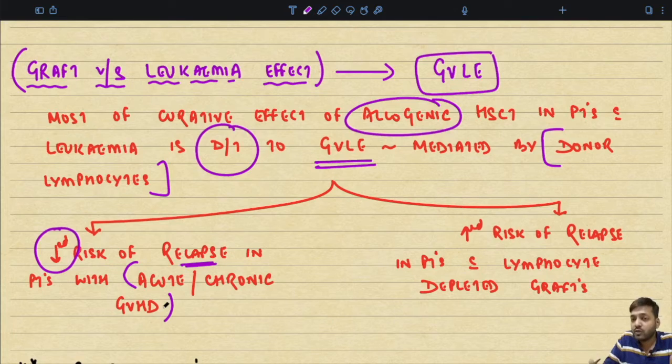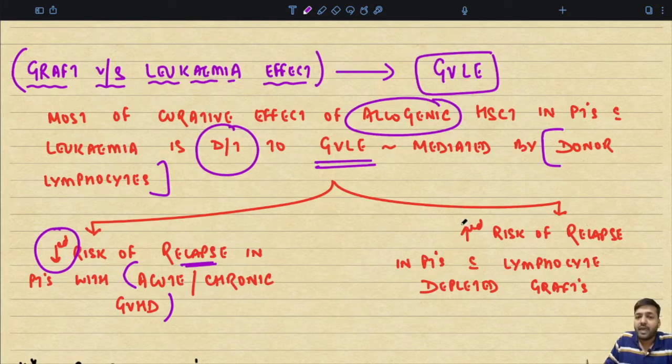The recipient doesn't have any immune cells because we have given high dose chemotherapy. So the donor's immune cells are going to go inside the recipient, and if any residual malignant cells are present, they are going to go and kill them, and thus reduce the risk of relapse in patients with acute or chronic GVHD.